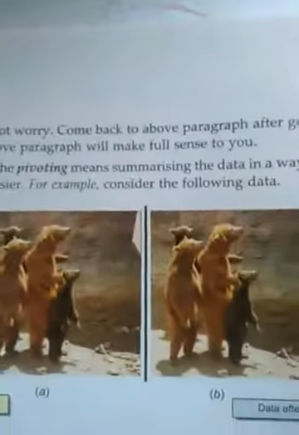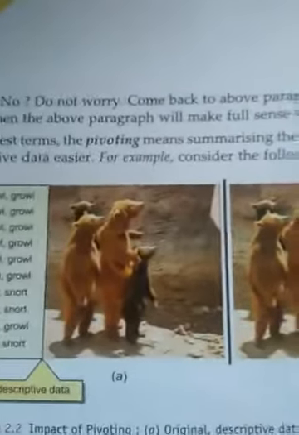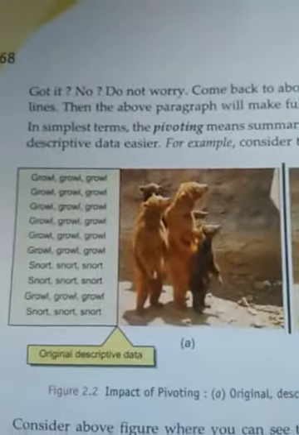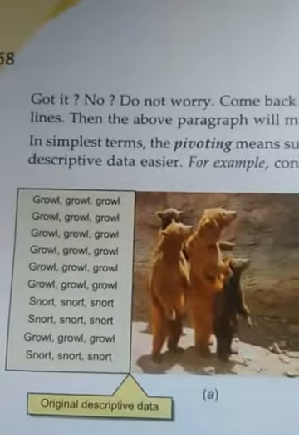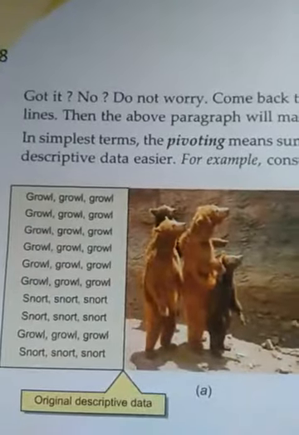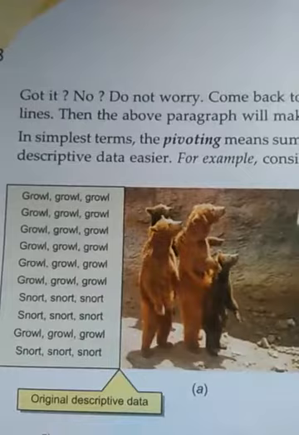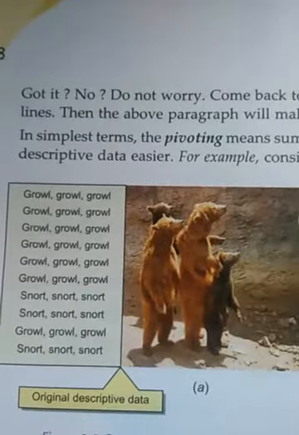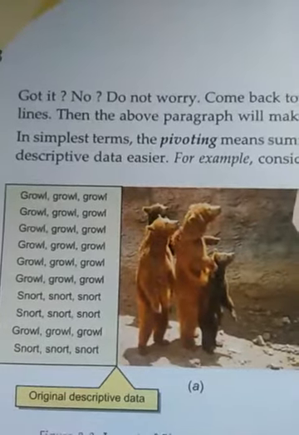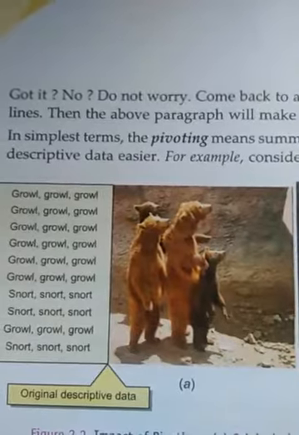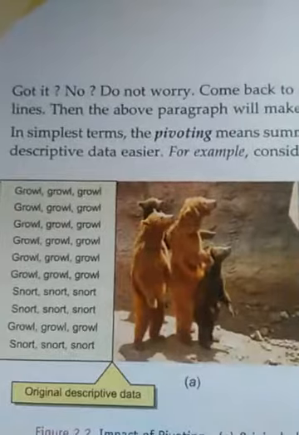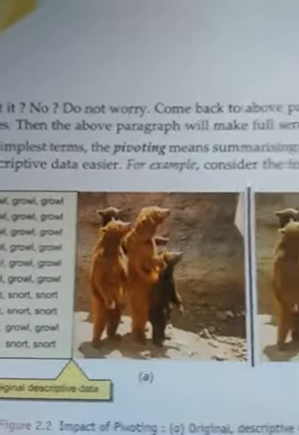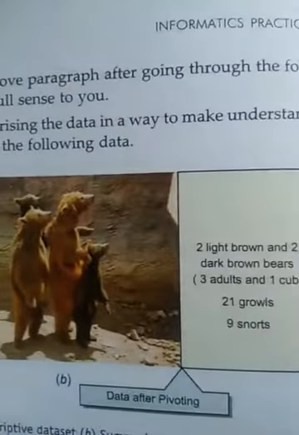Let's understand this with the help of one example. There is one picture. Suppose this is a table that contains a picture, and there is some data. Here are 10 rows with different values, and the picture is on the right-hand side. So this is the original data of the first table. Now after pivoting, the data is shown in this form.